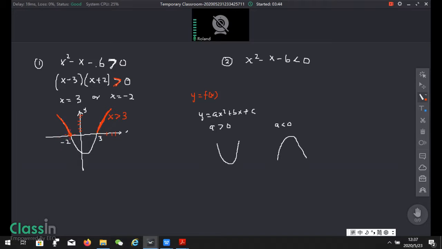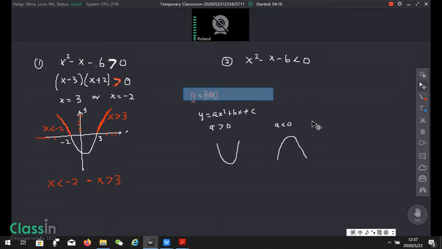If we come to this section of the curve, all the values of x of this section are less than negative 2, because we have negative 3, negative 4, negative 5, and so on. All these values are less than negative 2. So we have x is less than negative 2. Therefore, the actual solution is x is less than negative 2, or x is more than 3. And that is the final answer.